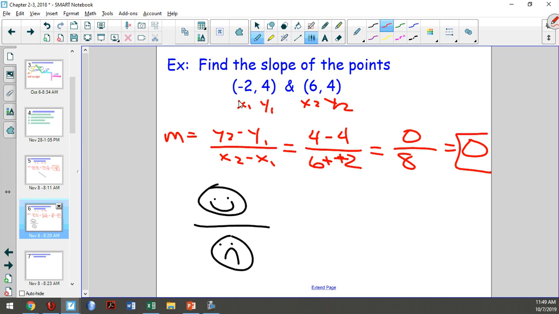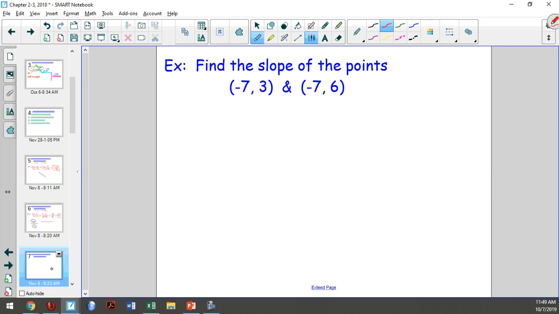Can anybody tell me where this is at on our nice little slope picture? It's where your house is. It's a horizontal line. You build your house on level ground. Level ground means 0. Do we all understand that? Level ground means 0. Next.